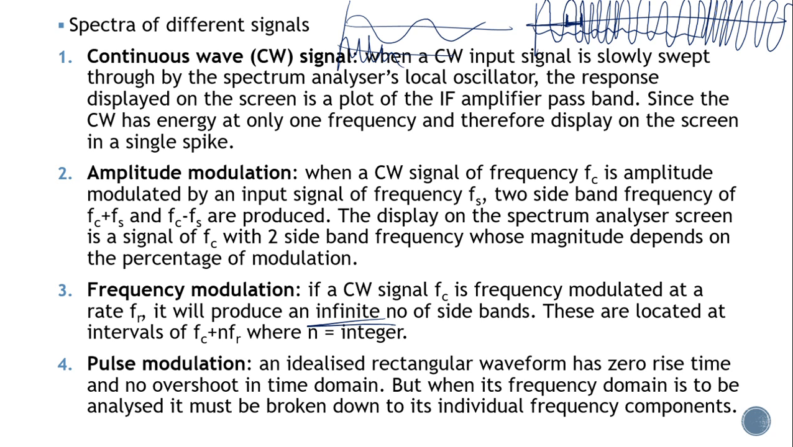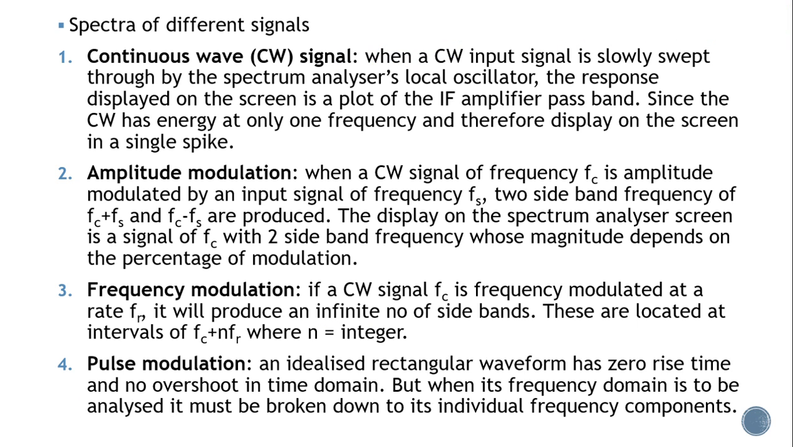And finally, you have pulse modulation. In the case of pulse modulation, your output is going to be a rectangular waveform, but this is in the time domain. If you convert it to the frequency domain, you can see that it can be broken down into individual frequency components, and you can get a certain number of sidebands present in pulse modulation also. So these are the spectra of some of the different signals. There are many different types of signals, right?